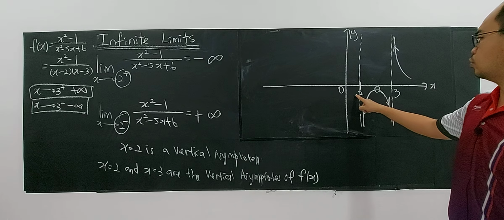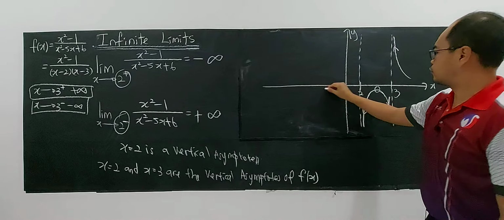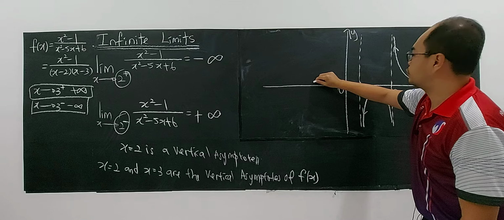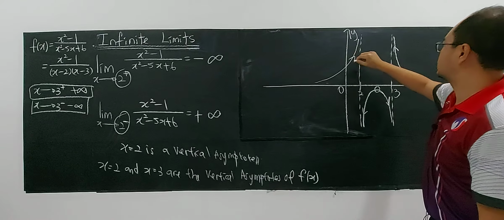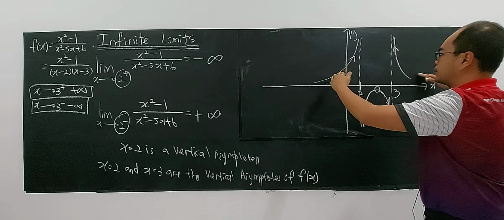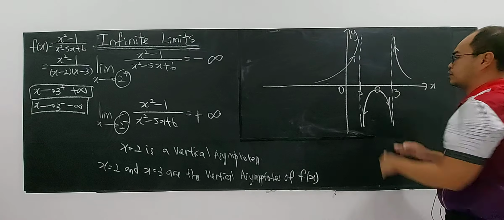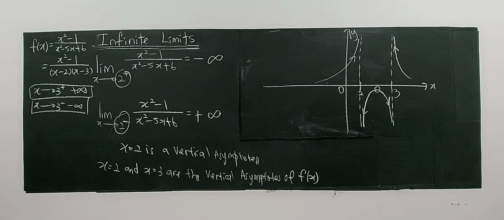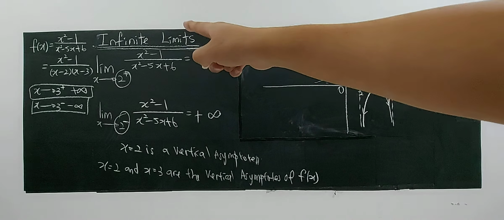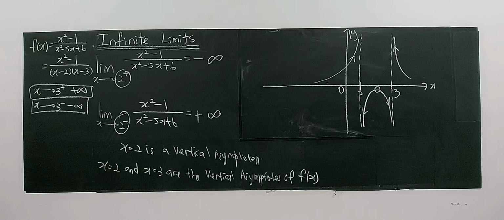Now how about 2 minus, from the left? You're getting positive infinity. So from the right, you're getting negative infinity, and this is the flow of the graph. This is not the actual graph, but the graph really approaches 2 and 3 at infinity. So these are the vertical asymptotes. The concept of infinite limits is used to find the vertical asymptotes here. So that's all for the concept of infinite limits.